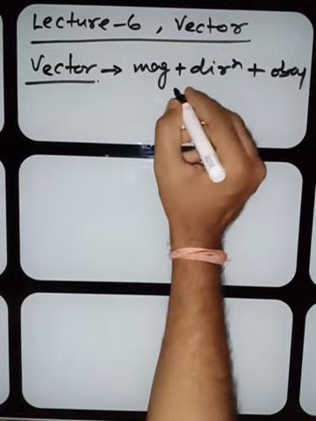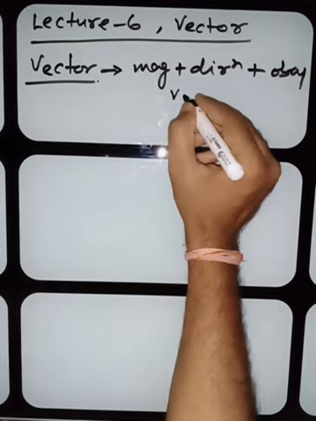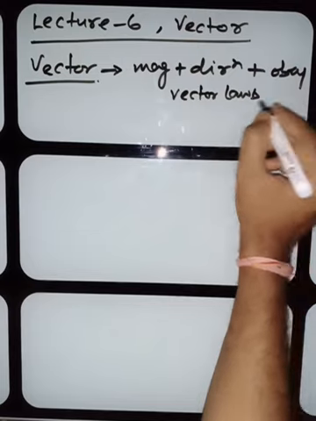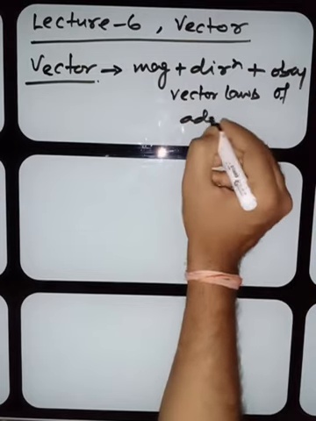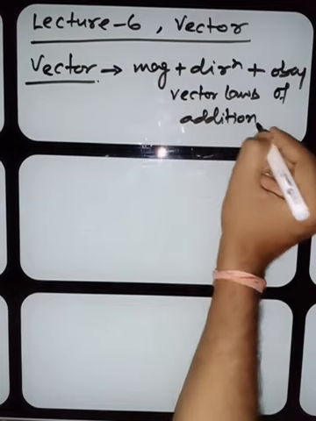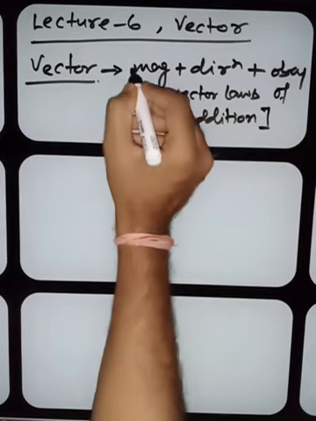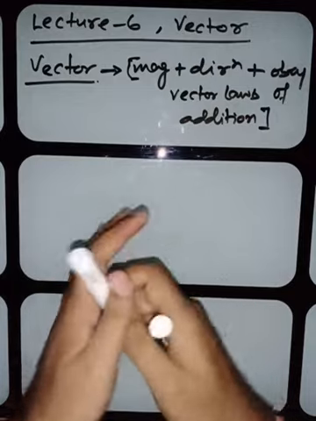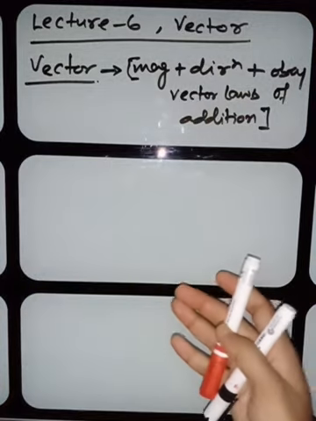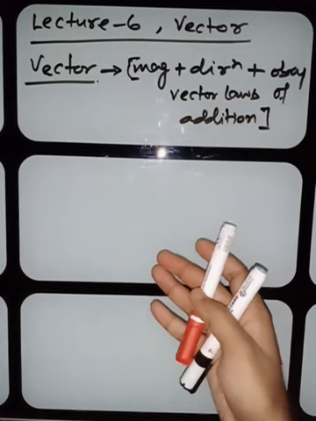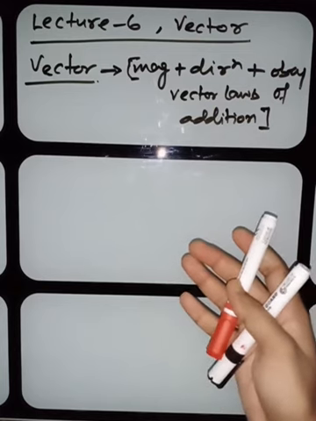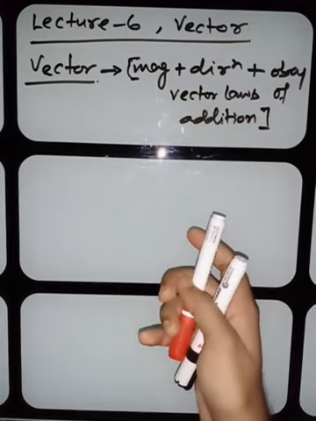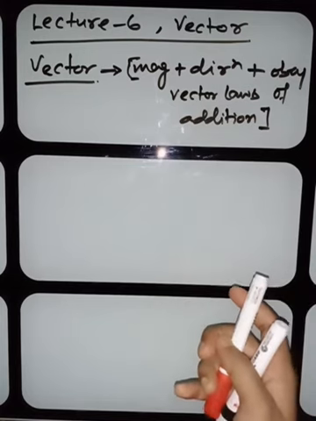vector law. All right, obey vector laws of addition. Might be there are a number of quantities that have magnitude as well as direction, but they are not vector quantities. Why? Because they do not obey the law of vector addition.